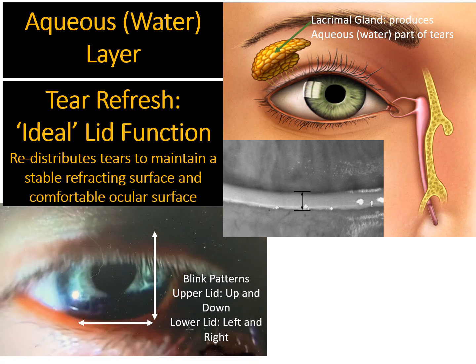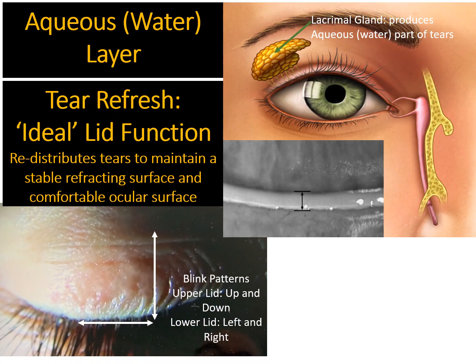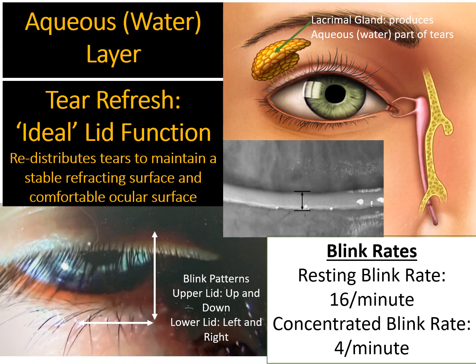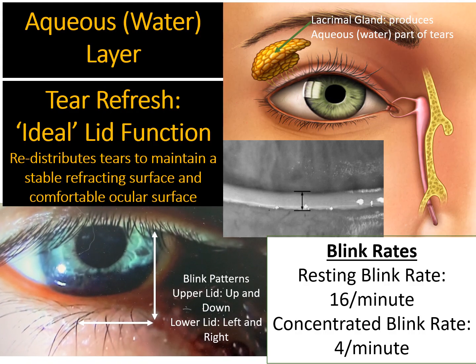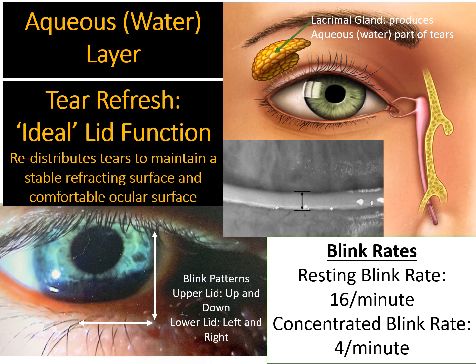Now let me show you that again. As you can see, the upper lid is doing all the blinking. The lower lid is the pump directing the tears into the nose. Now while we're on the subject of blinks, the resting blink rate is about 16 times a minute, but drops to 4 a minute during concentrated visual tasks such as PC use. This represents a huge drop in refresh rate, resulting in much more evaporative stress from the surface of the eye.